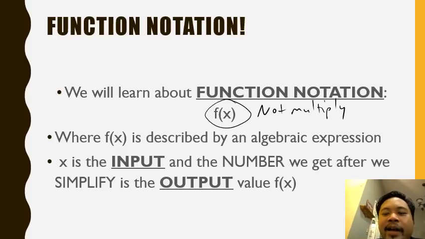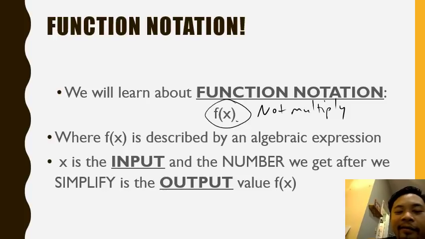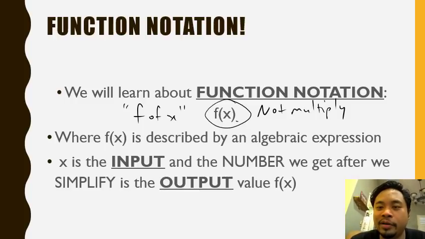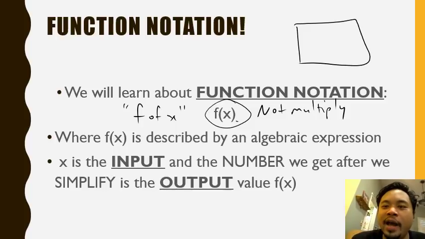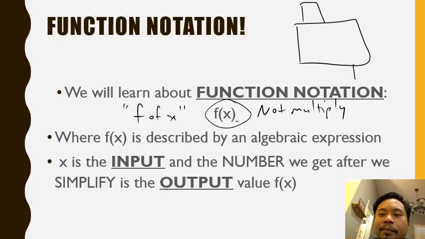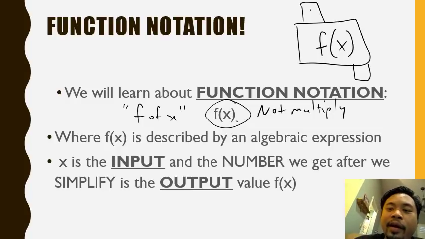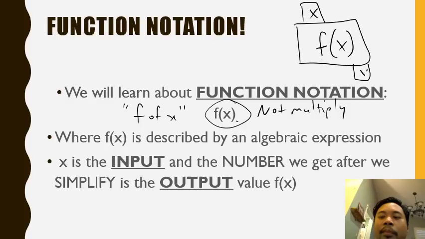How we actually say this in math speak is that this is f of x. Now what this represents is an actual function. If you remember when I introduced functions, I gave you this picture of this machine. And this machine had an input and an output. Now this function machine is called f of x, and what we put into it is x, and what we get out is our output y.